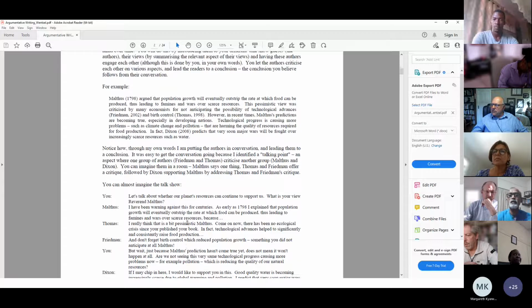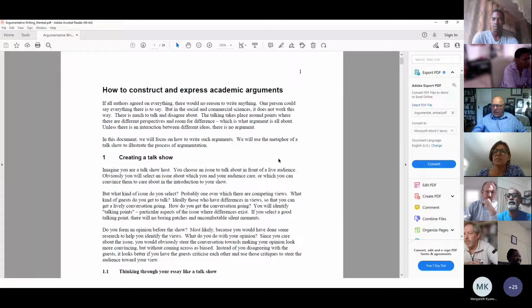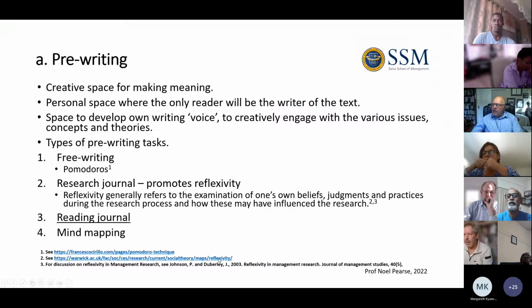This is a very important article. It comes from a book by Meyer and Wenzel, How to Construct and Express Academic Arguments, and I can make this document available to you also. It's a very interesting, worthwhile document. So I hope that answers your question, Robert. Yeah, thanks. Okay, if I can then go on, pre-writing is the personal space.